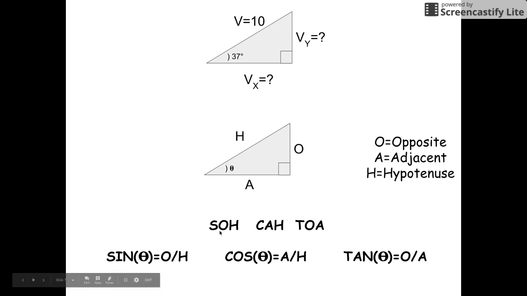SO stands for the sine function. The sine of that angle is equal to the ratio of the length of the opposite side divided by the length of the hypotenuse. The cosine of the angle is equal to the ratio of the adjacent side over the hypotenuse. And the tangent of the angle is equal to the ratio of the opposite side divided by the adjacent side. So these three trig functions allow you to establish the ratios between all sides of the right triangle.